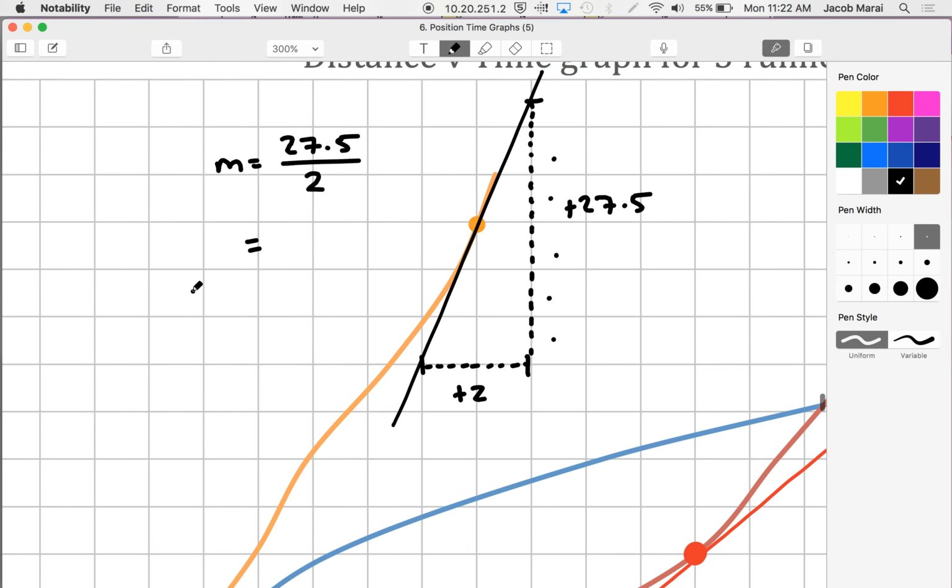Approximately, whoa, that's a lot. 13 point, is that correct? Yeah. That's 13.7 meters per second.